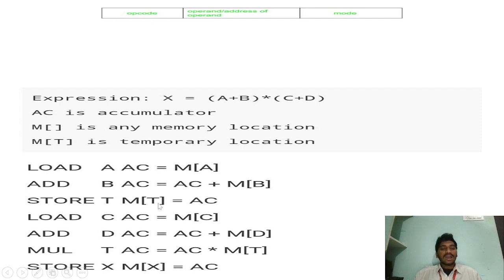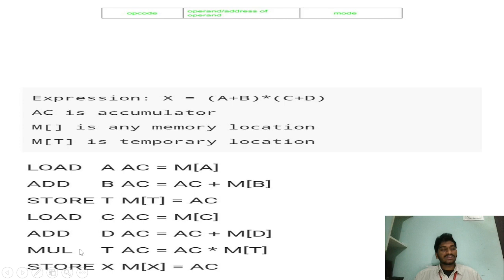Next, store the accumulator into M of T, which is a temporary location. The next step will be to load C, so load the C value into the accumulator. After loading the C value into the accumulator, next add the D value to the accumulator. The D value can be fetched from the memory location by knowing the address.